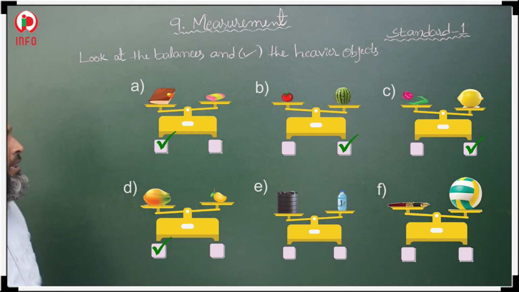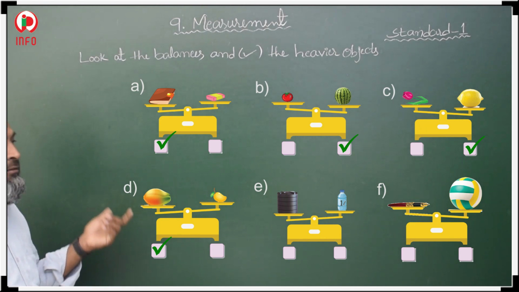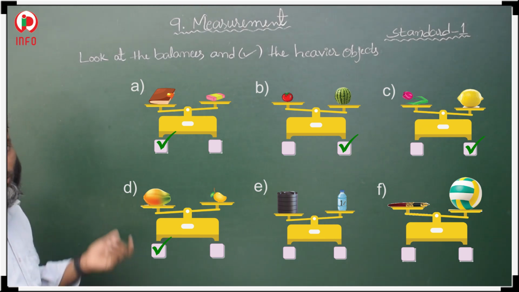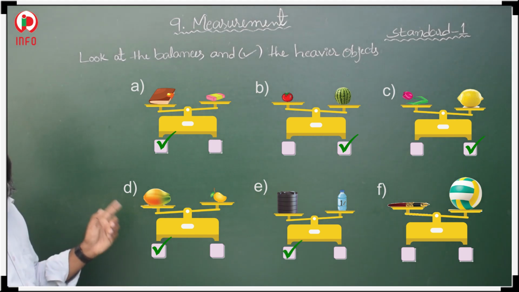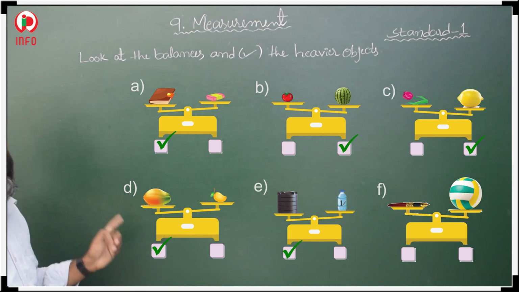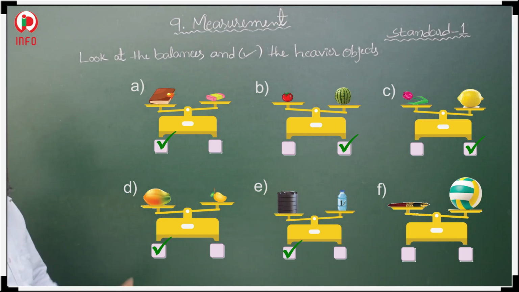Next, in the fifth weighing balance, what is given in the two pans? In the first pan, a complete water tank is there, and another pan has a water bottle. Wherever the water tank is, that pan is heavier. Why? It moves down. The pan moves downward. It is heavier. So take the water tank pan. That is the heavier object.